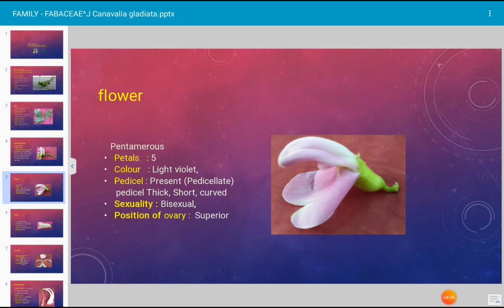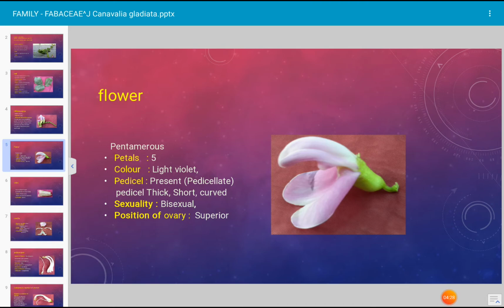And sexuality of the flower: it is a bisexual flower, or hermaphrodite flower, because in the flower gynoecium as well as androecium both are present. Hence it is bisexual. Position of ovary is superior because floral units are initiated from the base of the ovary. Hence the ovary is superior. Superior ovary is also described as hypogynous.